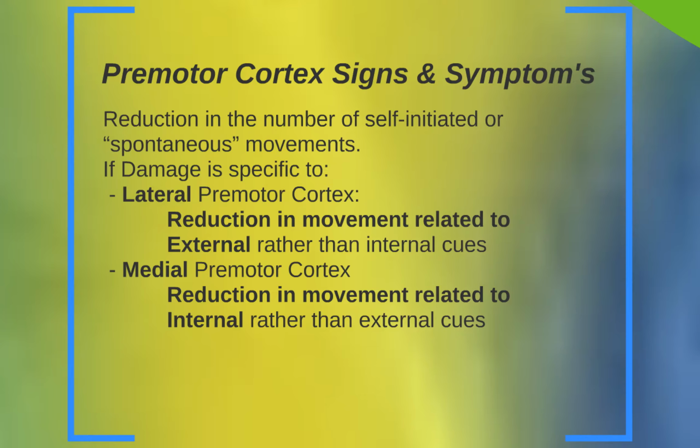So if we were to have a lesion to this area, we would notice a reduction in the number of self-initiated or spontaneous movements. Notably, that is more specific to the medial premotor cortex as it is focused on internal rather than external cues. For the lateral premotor cortex, if you had damage only to this area, you would still have that self-initiated or internal cueing. However, you would struggle with external cues for movement.